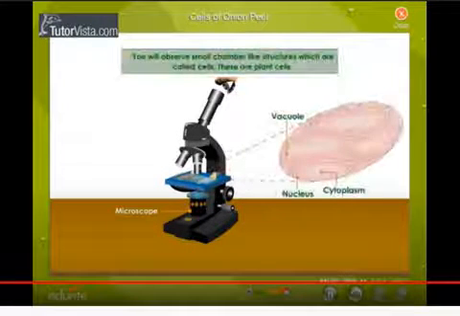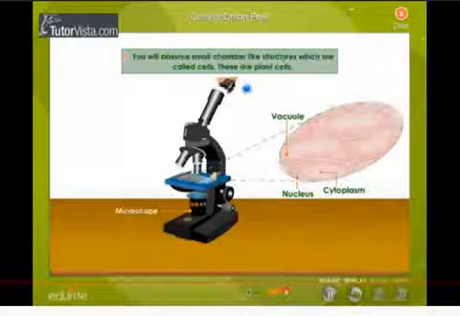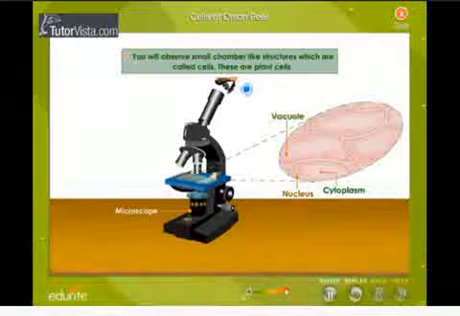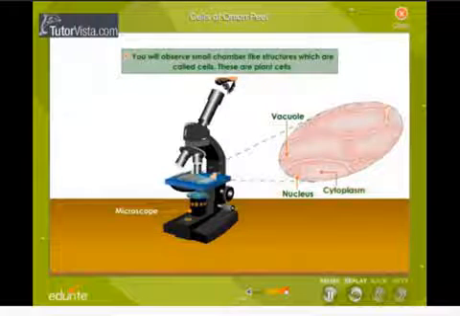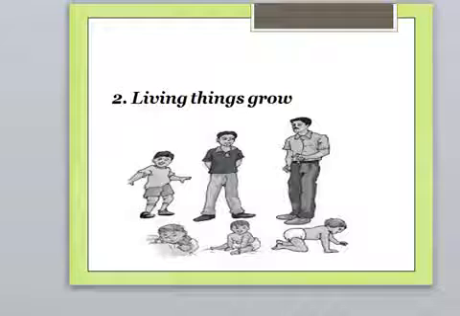So what do you observe here? Vacuole, nucleus and the cytoplasm. You can see the structure here, the plant cell. Now let's study the next characteristic of living things.